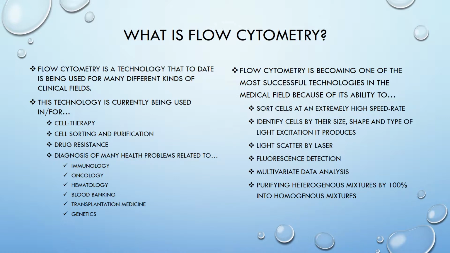Flow cytometry is a technology method that is becoming very popular. There are some examples listed of what it is being used for, and the main purpose of this method is to sort cells and separate them by size, shape, and proteins.